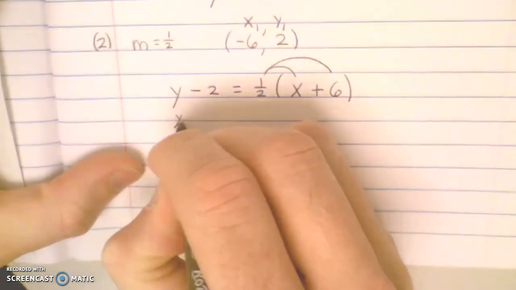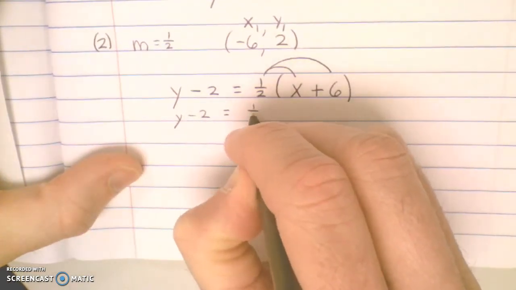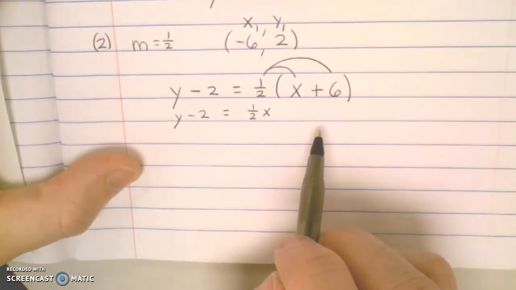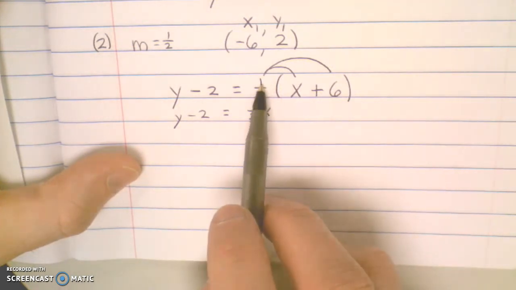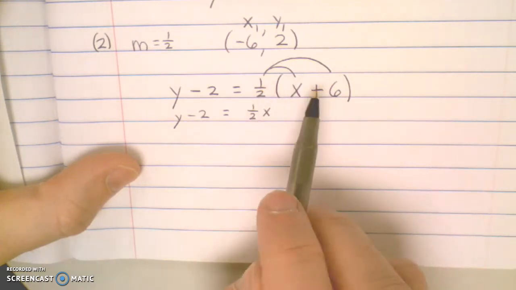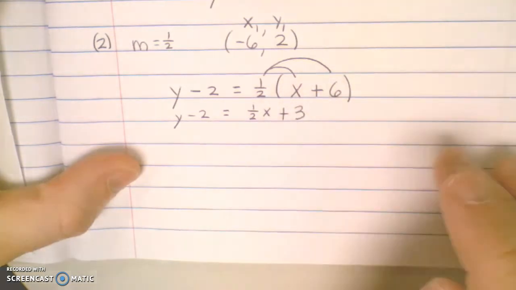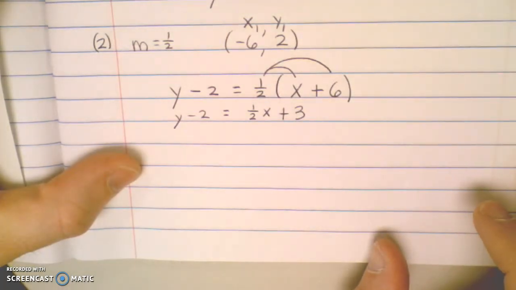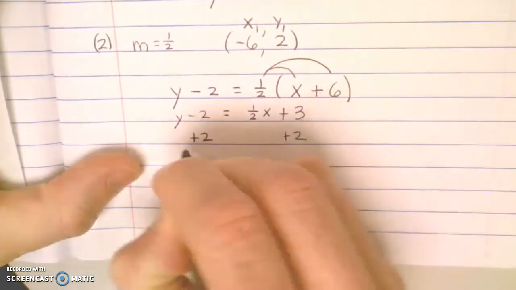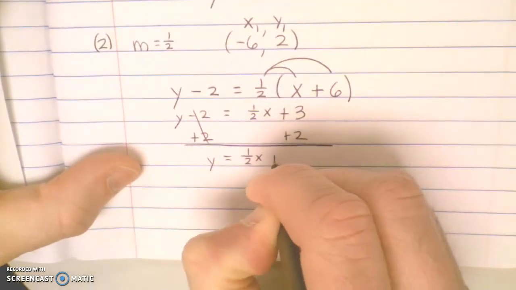So y minus 2 just stays there. 1/2 times x is 1/2 x. 1/2 times 6, when you're multiplying a fraction times a whole number, you take the top number. So I do 1 times 6, and then divide it by 2. So 1 times 6 is 6, divided by 2 is 3. So I multiply the top numbers, and then I divide by the bottom number. And then last step, to get that back into a form that I'm used to seeing, y equals 1/2 x plus 5.